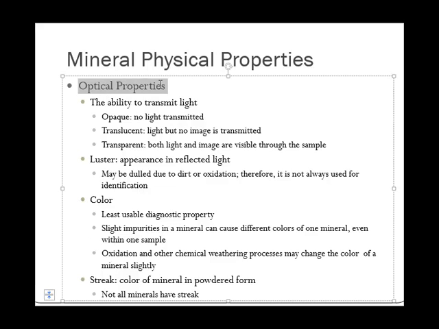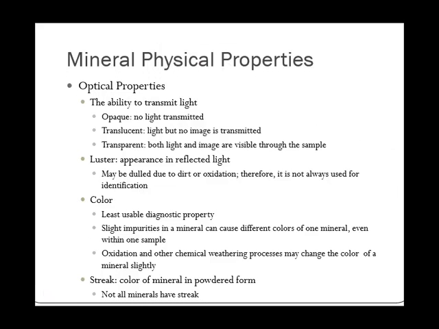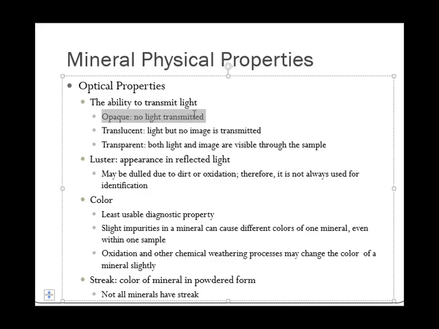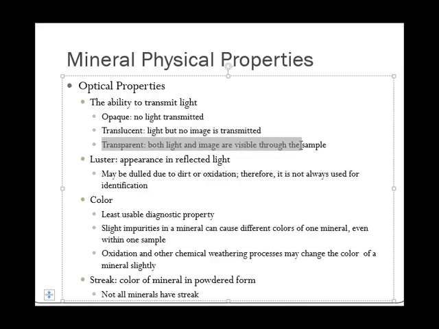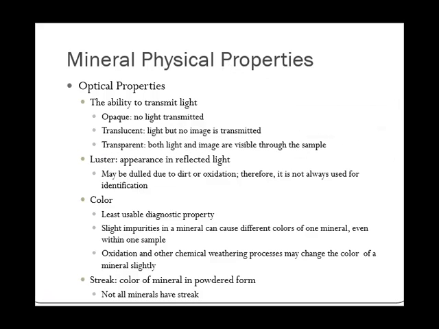One possible way of determining what type of mineral something is, is by its optical properties. Is it opaque, which means you can't see through it? Translucent means that you can partially see through it. Light can go through it, but you can't actually see an image through it. Or transparent, where both light and image are visible through the sample. Glass, as we know, is transparent. Most of what we think of as normal rocks are probably opaque. That's one possible characteristic of a mineral.